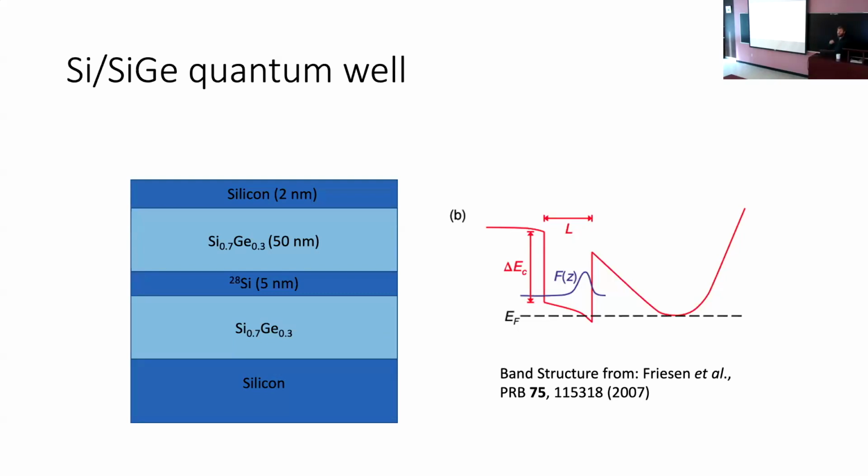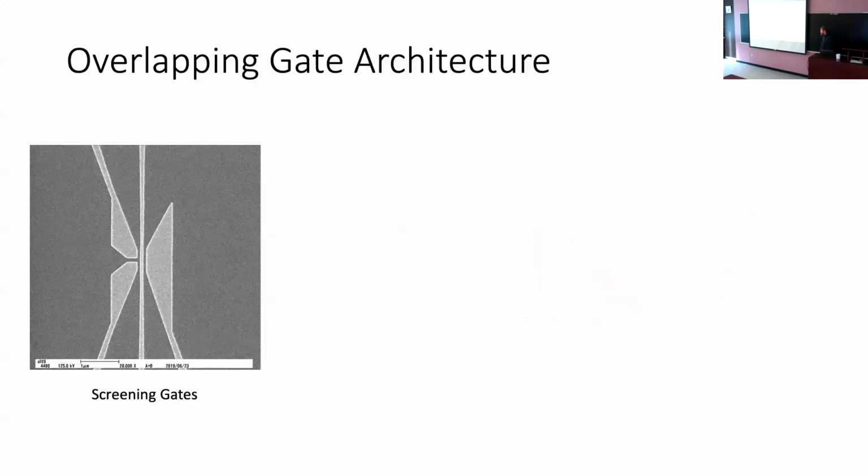Now that confines us in 1 dimension. We need to be able to confine laterally as well. And we're going to do that through nanofabrication. In particular, we're going to use an architecture known as the overlapping gate architecture.